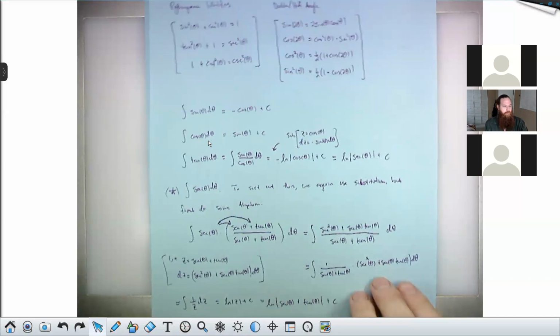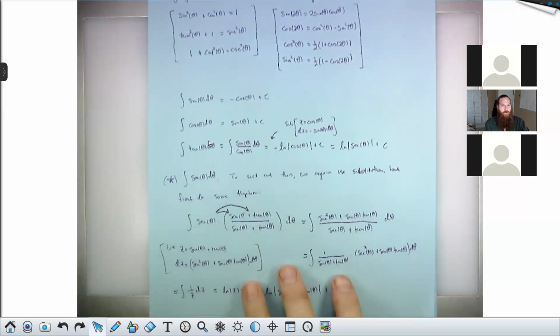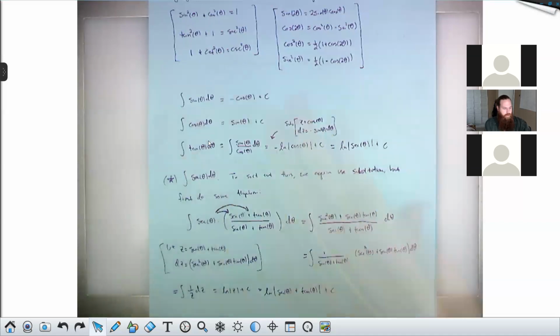Okay. All right. So if there aren't any other questions about these trig identities or about these basic trig integrals, then we're going to go ahead and get into 7.2. Any other questions on these identities or basic trig integrals?